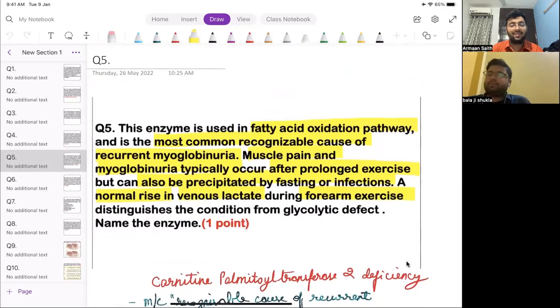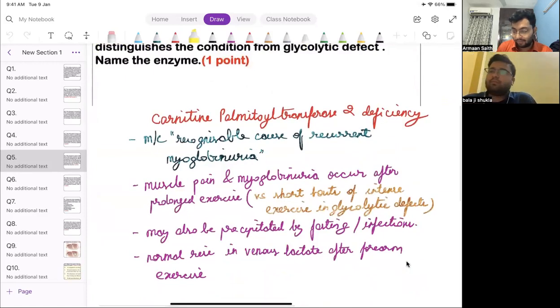Okay, so the next question talked about a fatty acid oxidation pathway defect, which causes the most common recognizable cause of recurrent myoglobinuria. It presents as muscle pain and myoglobinuria, typically after prolonged exercise, but also can occur by fasting or infections. A normal rise in venous lactate is seen during forearm exercise. So they're asking the name of the enzyme. The enzyme is carnitine palmitoyl transferase 2 or CPT2.